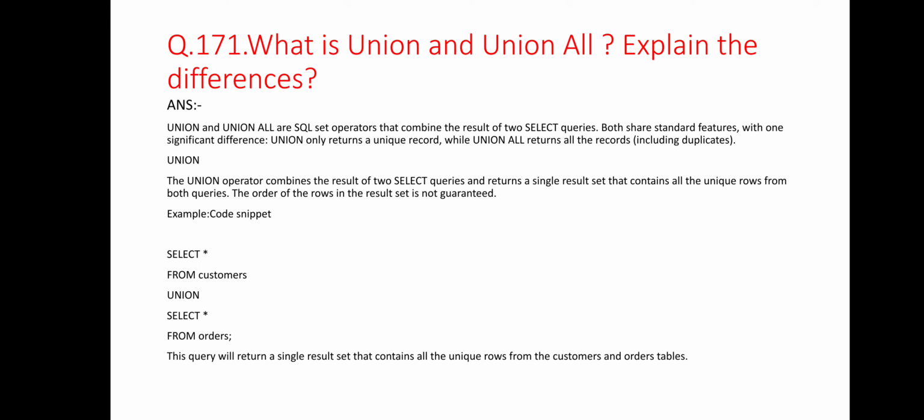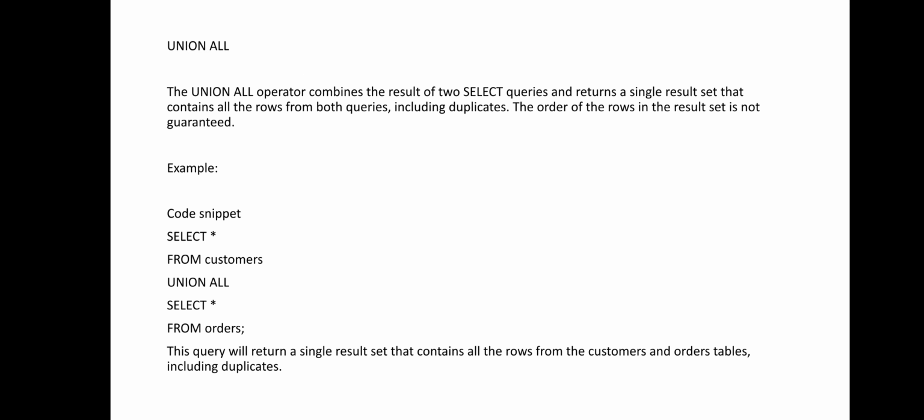The order of rows in the result set is not guaranteed. Example: SELECT * FROM customers UNION SELECT * FROM orders. This query will return a single result set that contains all the unique rows from the customers and orders tables. The UNION ALL operator combines the results of two SELECT queries and returns a single result set that contains all the rows from both queries, including duplicates. The order of the rows in the result set is not guaranteed.